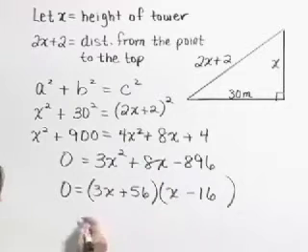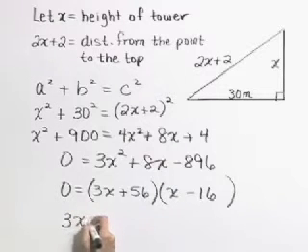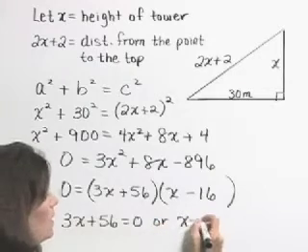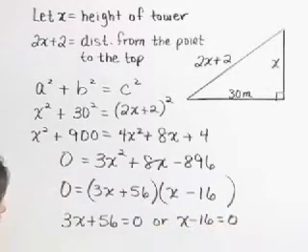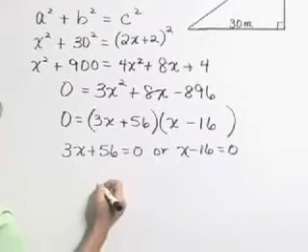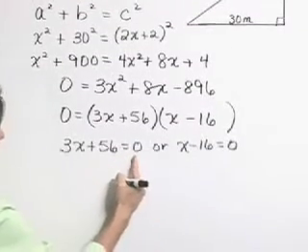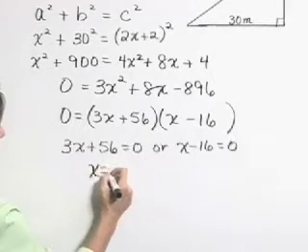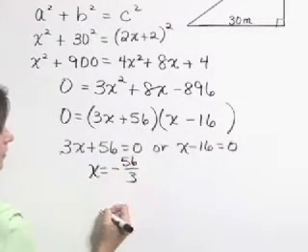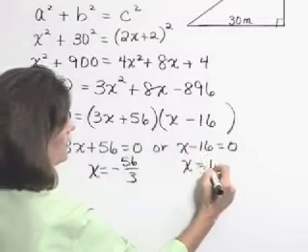Now your zero factor property: 3x plus 56 is 0, or x minus 16 is 0. Now this linear piece yields a negative number. Subtracting 56 over and dividing by 3, x is negative 56 thirds, or x is equal to 16.